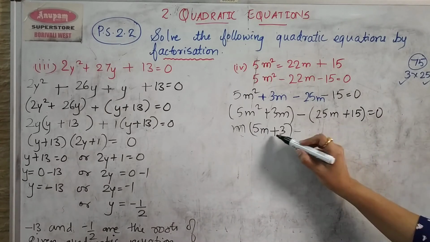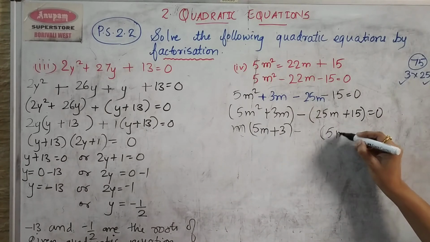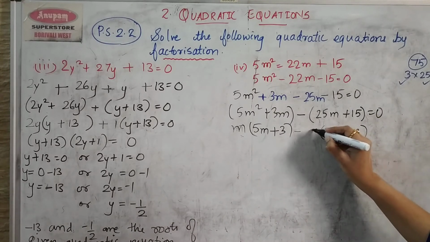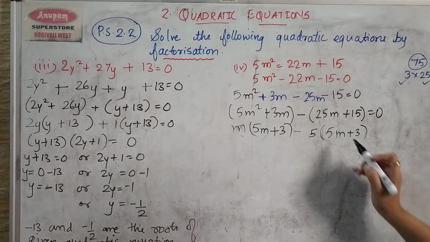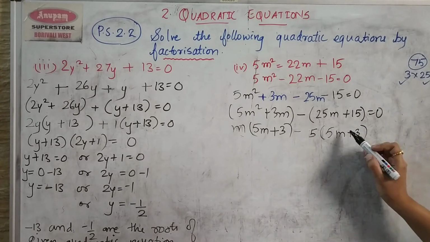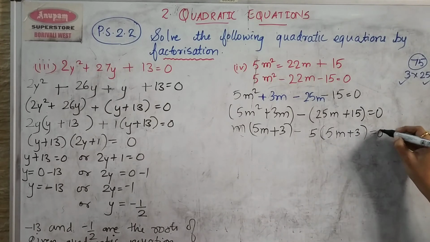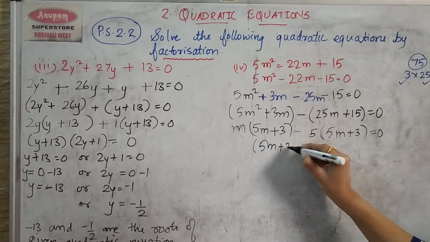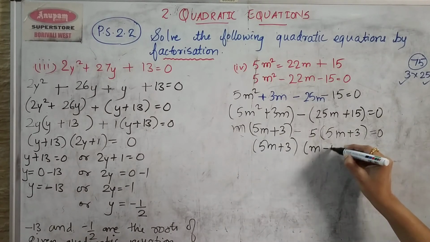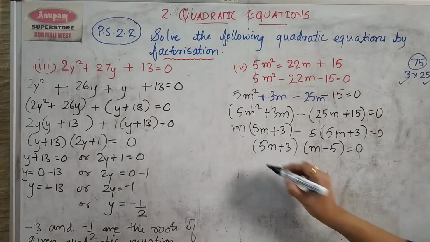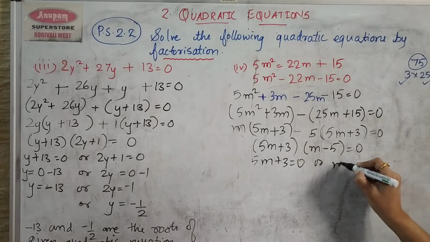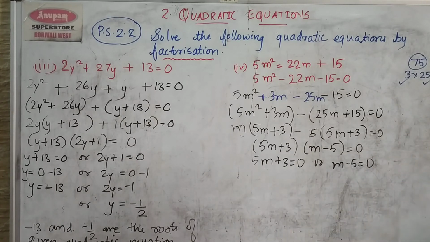Similarly here, copy this bracket here for your understanding or making it easy. And now 5 into what gives you 25? 5 5s gives me 25. And m as it is. 5 3s is 15. So this is your bracket. Now 5m plus 3 is one bracket and m minus 5 is the other bracket. So 5m plus 3 is equal to 0, or m minus 5 is equal to 0.